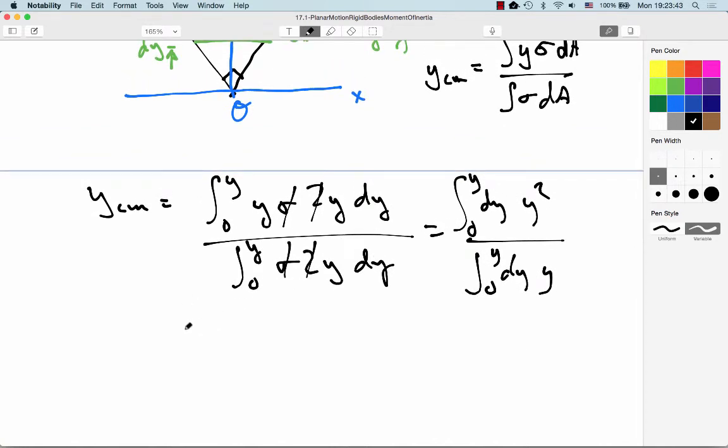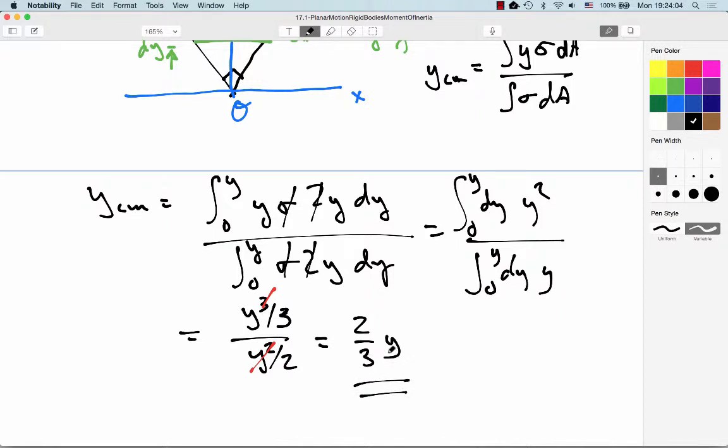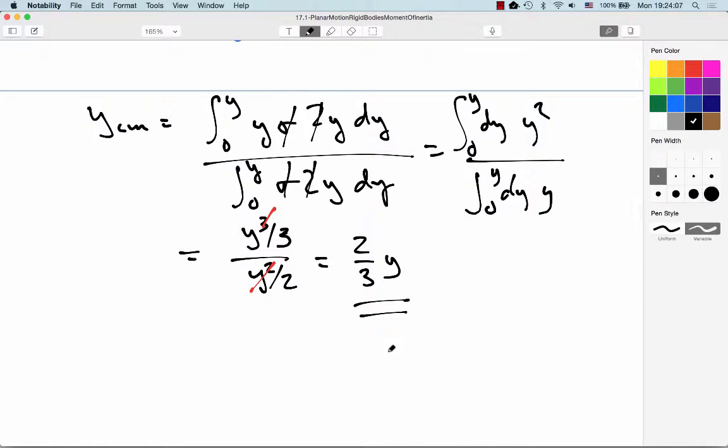Okay, and we know how to evaluate those. The numerator will be y cubed over 3, and the denominator will be y squared over 2. So we can cancel, cancel. This leaves us with 2/3 y. Okay, so that's how you go about finding moments of inertia for continuous objects. And if need be, if it isn't so nice and symmetric, then you just plain have to integrate over x and y individually.